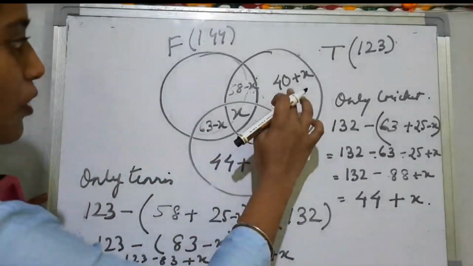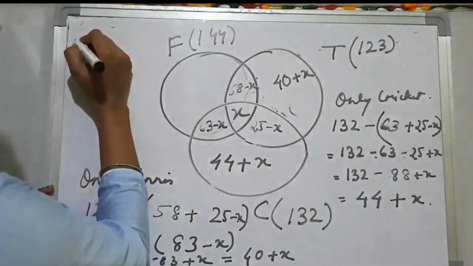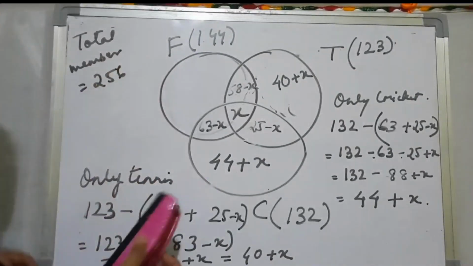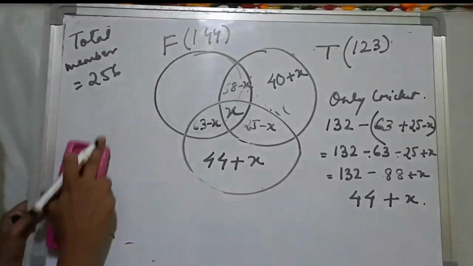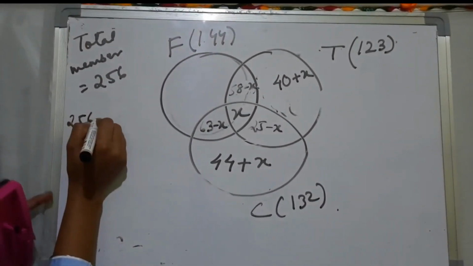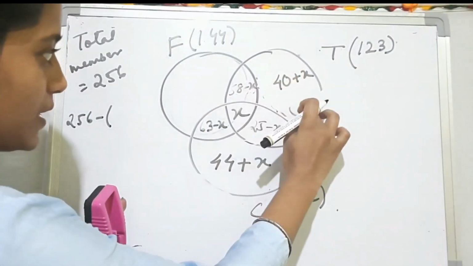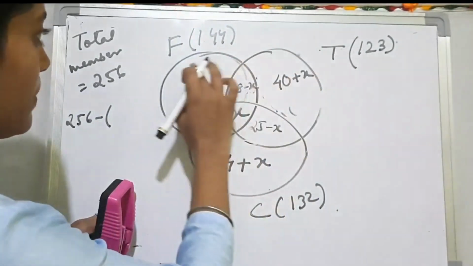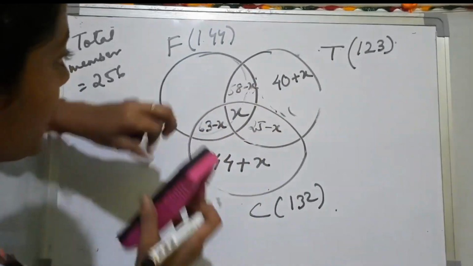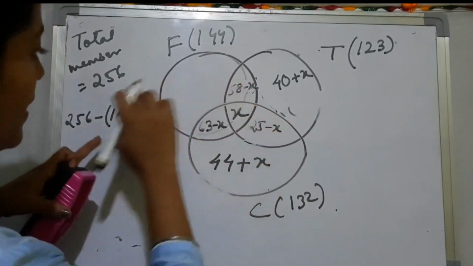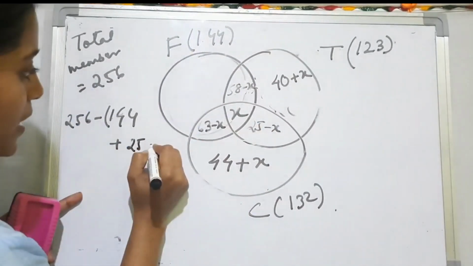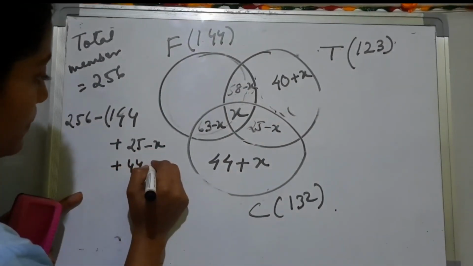Now we have to find the players who play only tennis. We know that the total members are 256, which is given in the question. So let us find it: 256 minus, we have to find this part. So we subtract the football part, 144, and add the rest. So this whole is the football part plus 25 minus x plus 44 plus x.